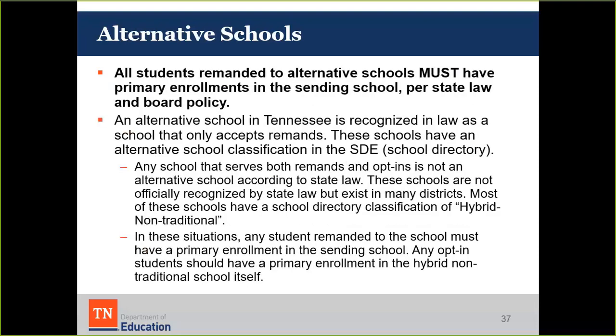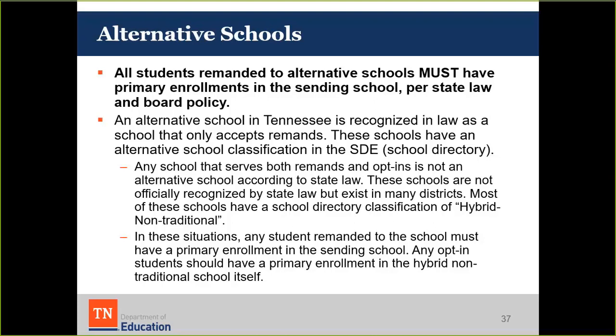All students remanded to alternative schools must have primary enrollments in the sending school per state law and state board policy. And there's an exception to that. An alternative school in Tennessee is recognized in law as a school that accepts only remands. So they have an alternative school classification in the SDE or school directory. Any school that serves both remands and opt-ins is not an alternative school according to state law.